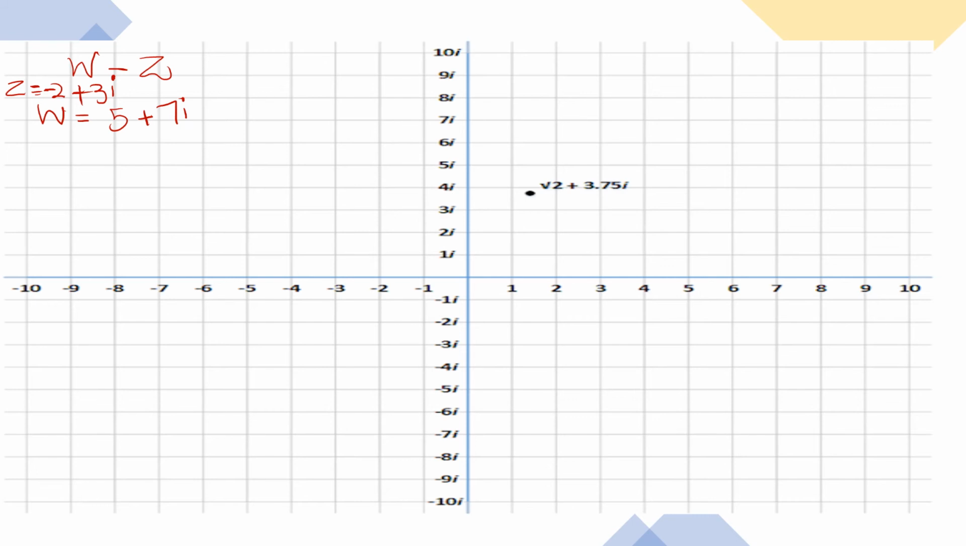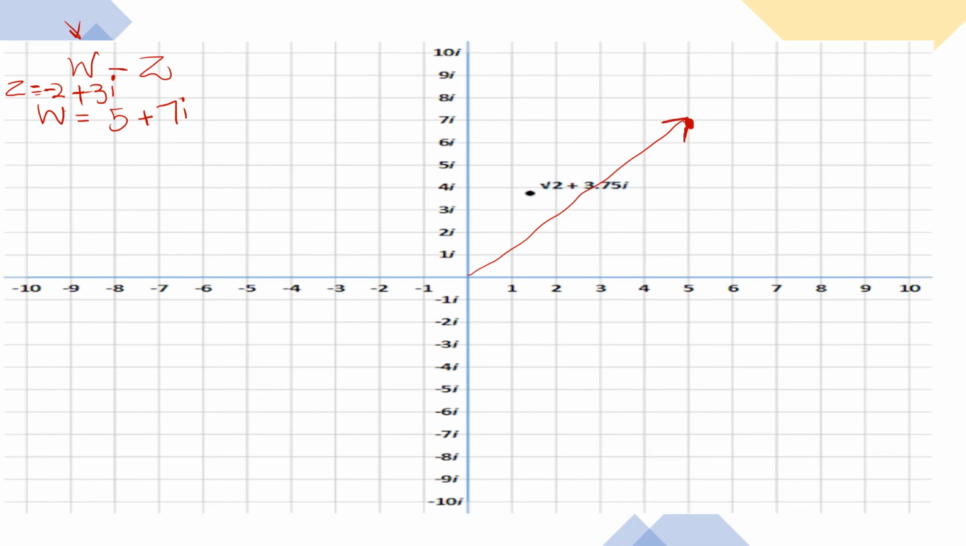So what is the most important thing? Look at the question. In the question, W is written first, so you have to draw W first. So W is 5 plus 7i. So 5 on the real axis and 7i, move up, 7 is on the imaginary axis. You get a point. Join it with the origin. Where you get the vector, you have to make the arrow.